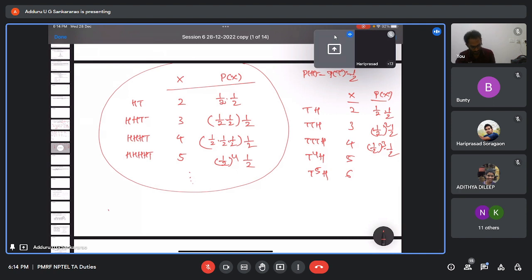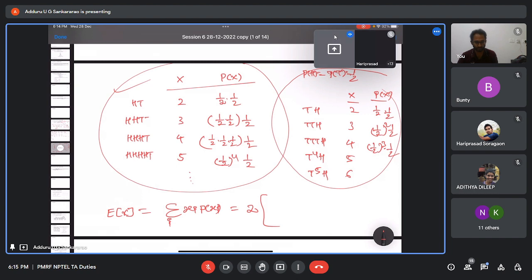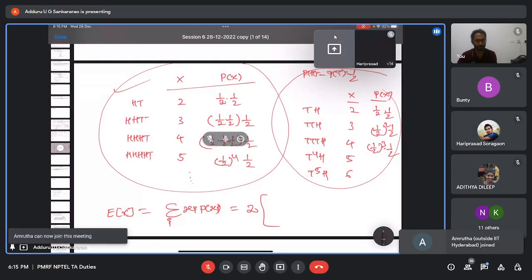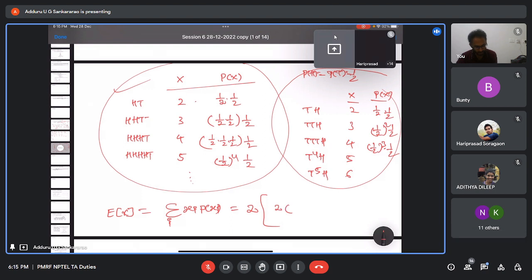Now the expectation, or average number of tosses required, is sigma x_i into p of x_i. This is the expectation. Now both are the same. See, first head then tail is the same as first tail then head, both will be equal. That's why I can say, 2 times the first one, then I can multiply by 2 for tail. So x into p of x: 2 heads into, what is the probability? 1 by 2 square, right? Or 3 heads into 1 by 2 cube. Plus 4 heads into 1 by 2 power 4, and so on, up to infinity.